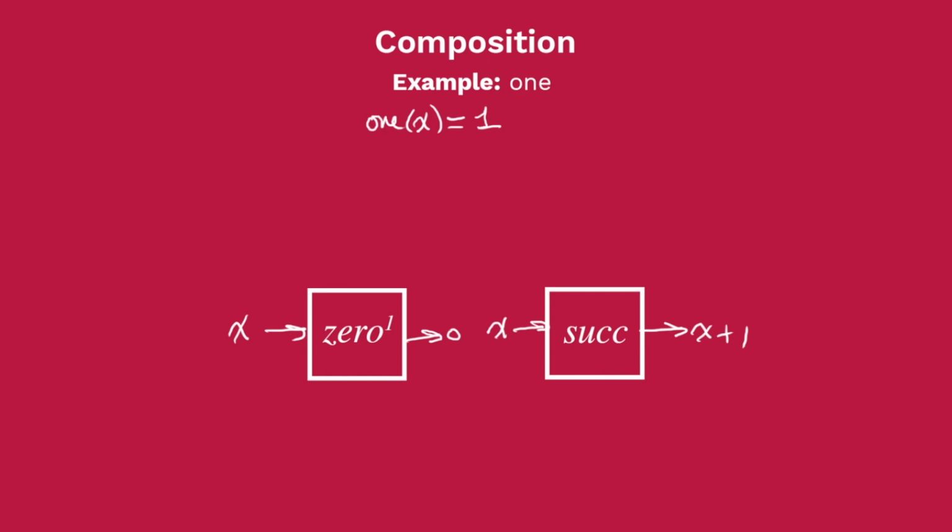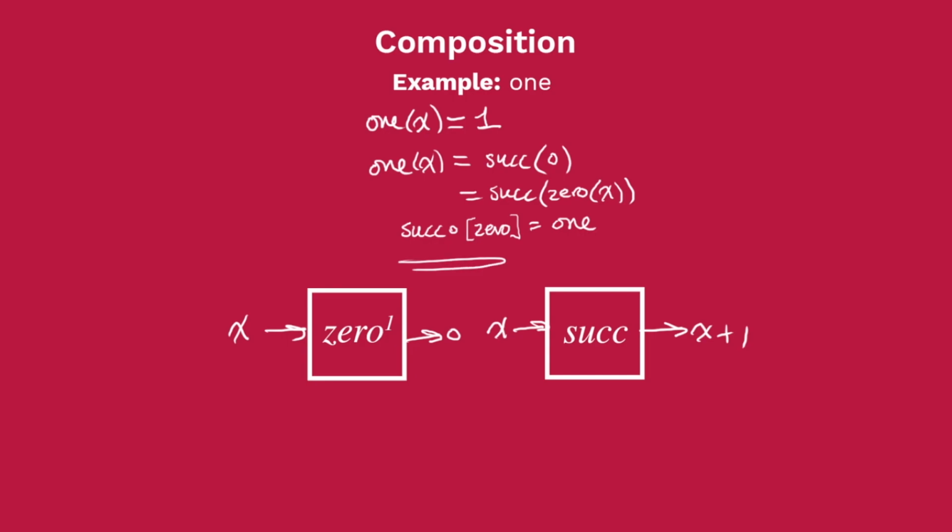So with a little thought, we can see that 1 of x is actually equal to the successor of 0, which is equal to the successor of 0 of x, because 0 of x always returns 0. So how do we express this as a composition? Well, we take this outer thing here, the successor function, and we compose that with what's on the inside. The successor function only takes one input, so we're looking for one g function, and that g function is going to be 0 here. And that's us done. That is our one function.